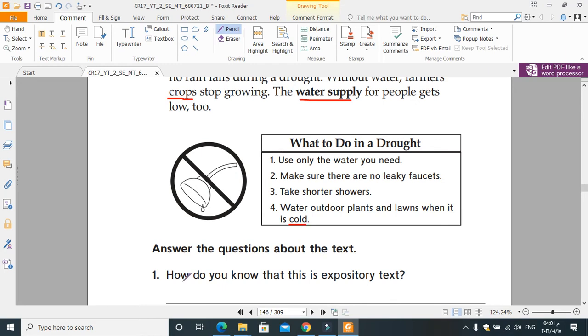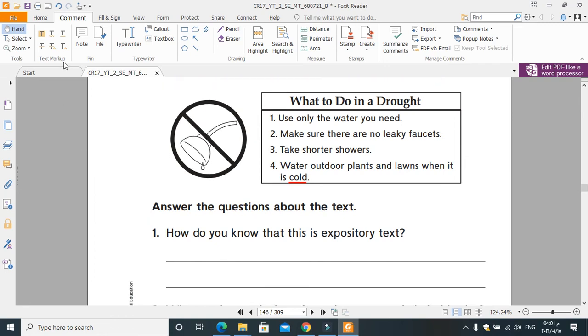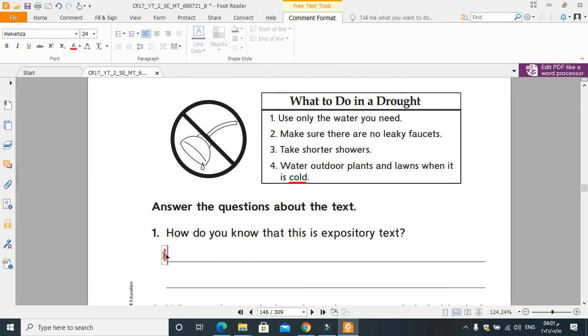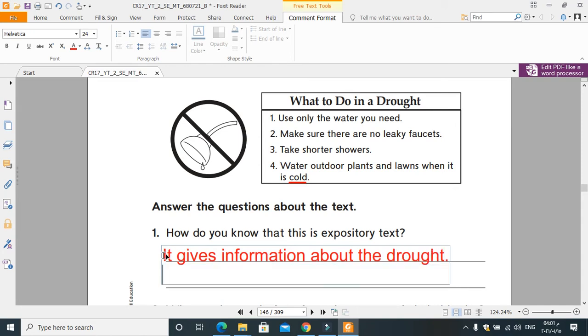Question time. Number 1, how do you know this is expository text? How do you know? Yes? That's great. It gives information about the drought. The drought, this is the topic. It has text features. What are the text features here? Like the, yes, like the sidebar.